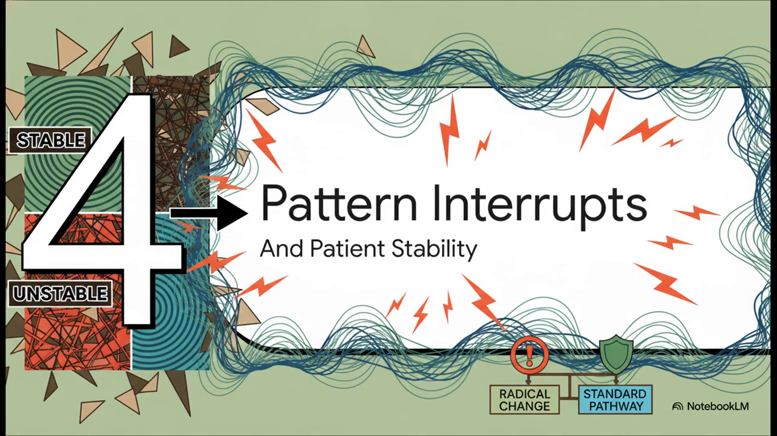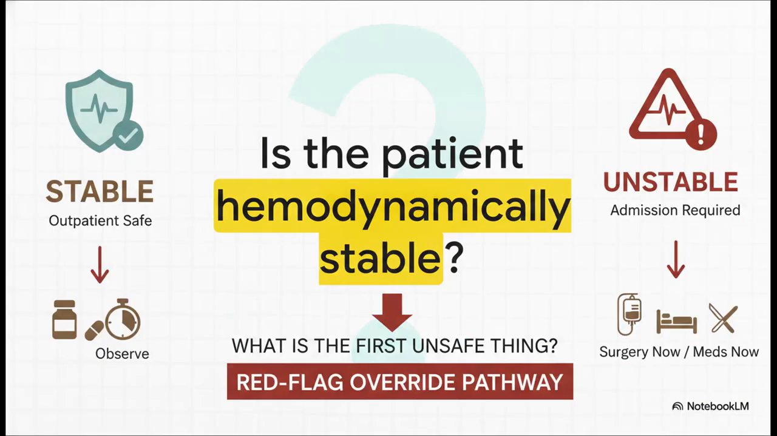Section 4, Pattern Interrupts: Instability. You've got to identify the destabilizing factors that force a radical change in the standard pathway. Before you even think about selecting a therapeutic intervention, you have to deploy the ultimate pattern interrupt. Is the patient hemodynamically stable? This single question overrides almost everything else in the stem.